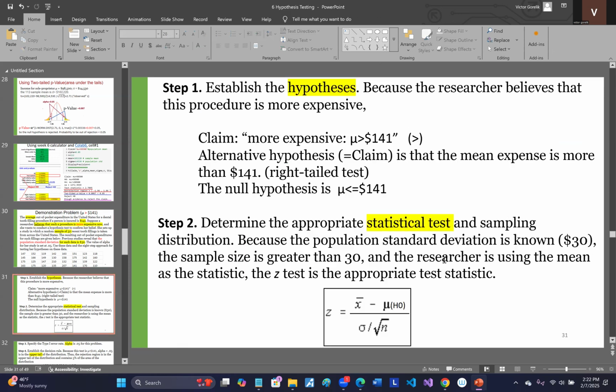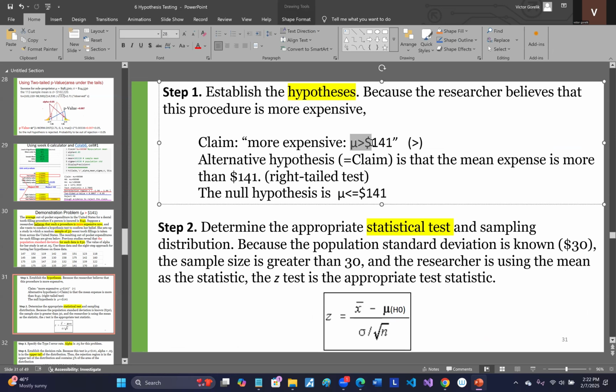Step 1. Establish the hypotheses. Because the researcher believes that this procedure is more expensive, the claim is that mu is greater than $141. So, it is the alternative hypothesis. The null hypothesis is that mu is less than or equal to $141.